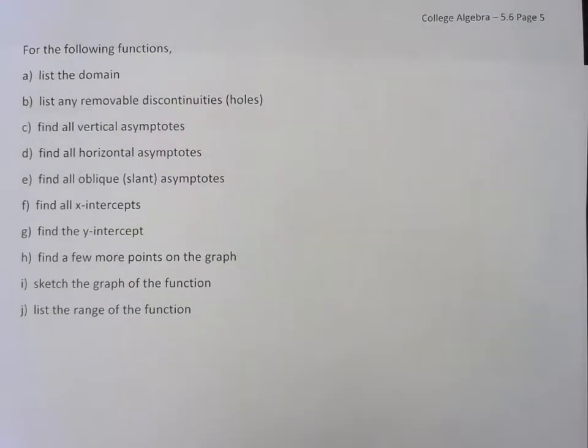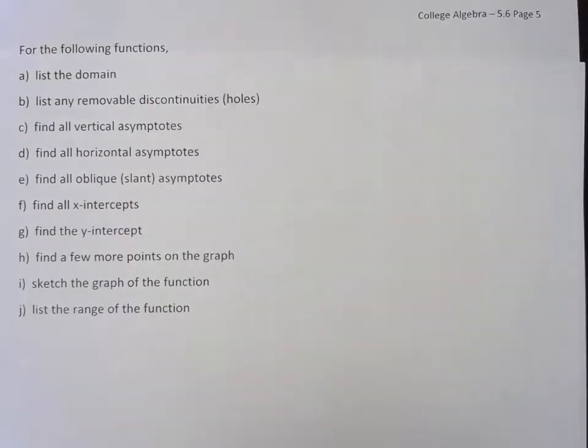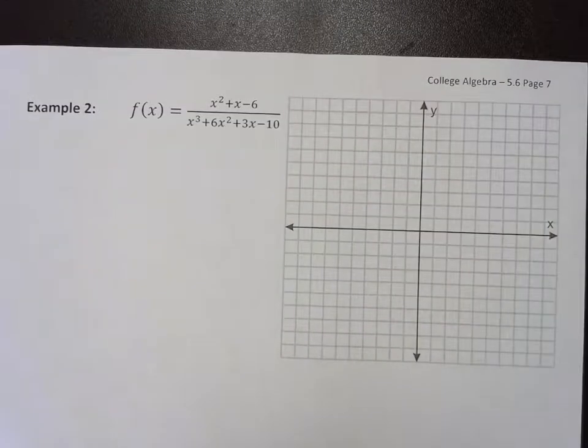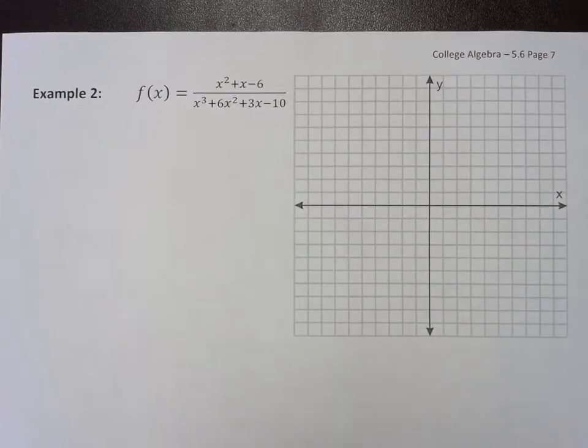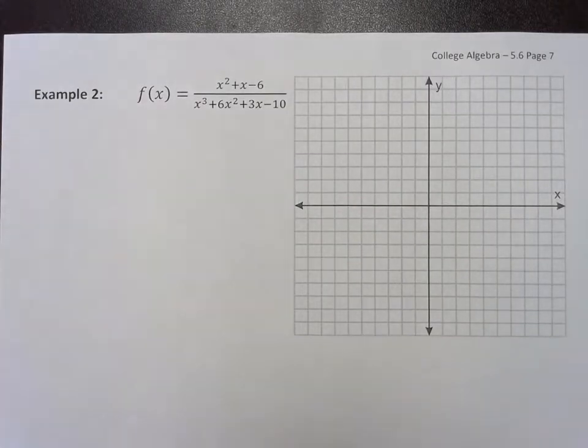Okay, so we are still trying to do A through J for the function on the next page. This is like what we did on the last problem. The difference is this new problem is not factored for us, so we are going to have to figure out how to get it factored. Well, let's do that before we do anything else.